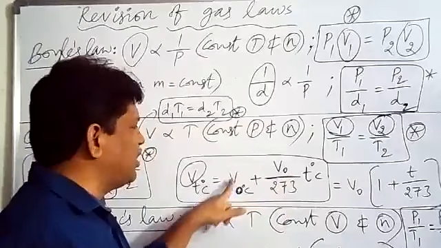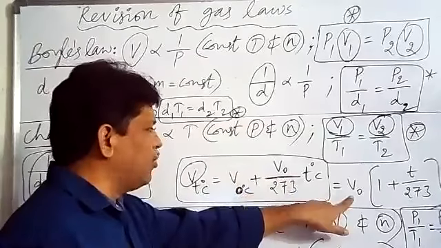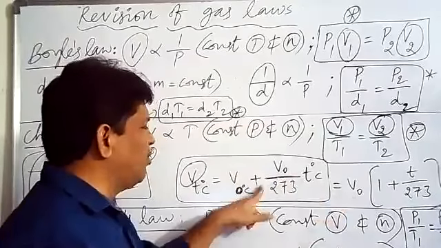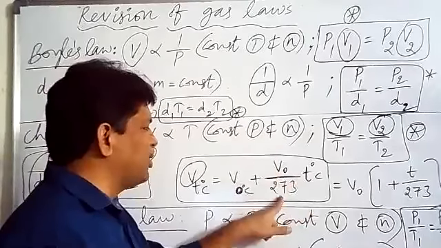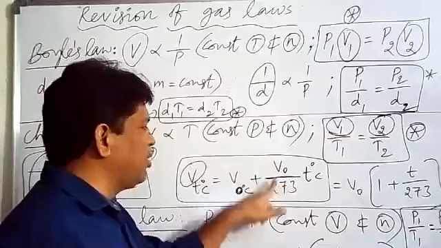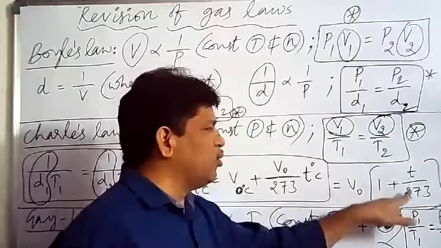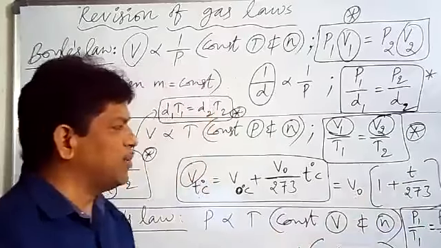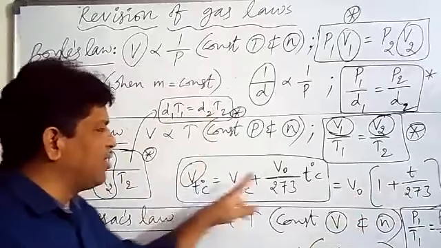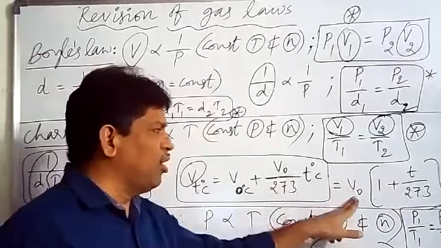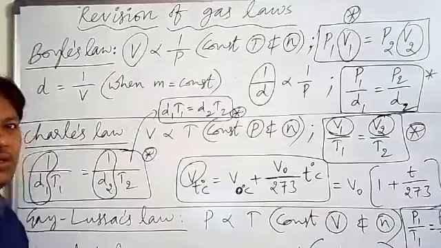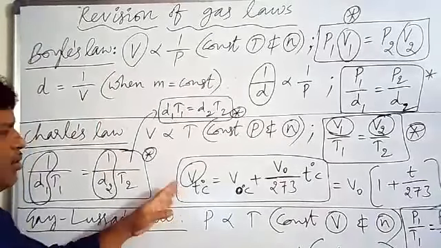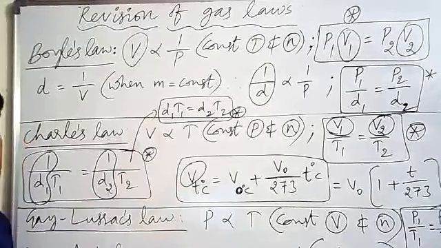Now V naught can be taken common here. Then 1 plus 1 by 273 of T, which means T by 273. So 1 plus T by 273, with V naught taken common. So Vt is equal to V naught times 1 plus T by 273. Is it clear? So like this, we have taken out the concept of Charles' law.